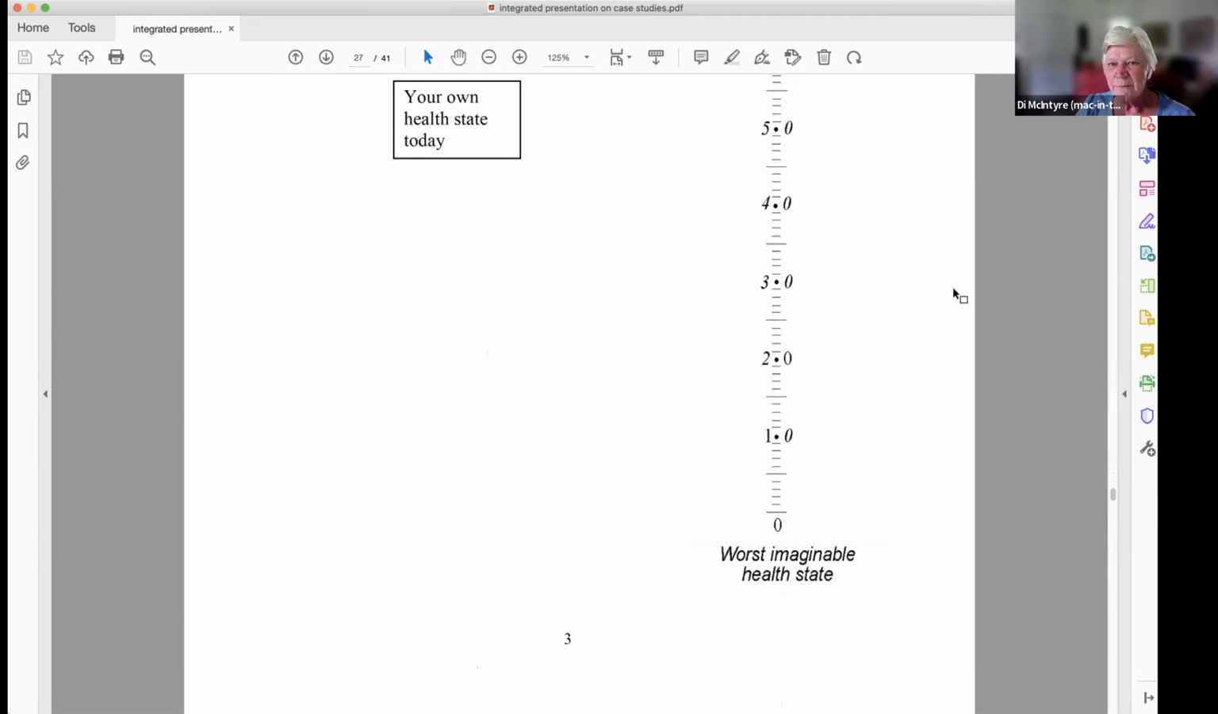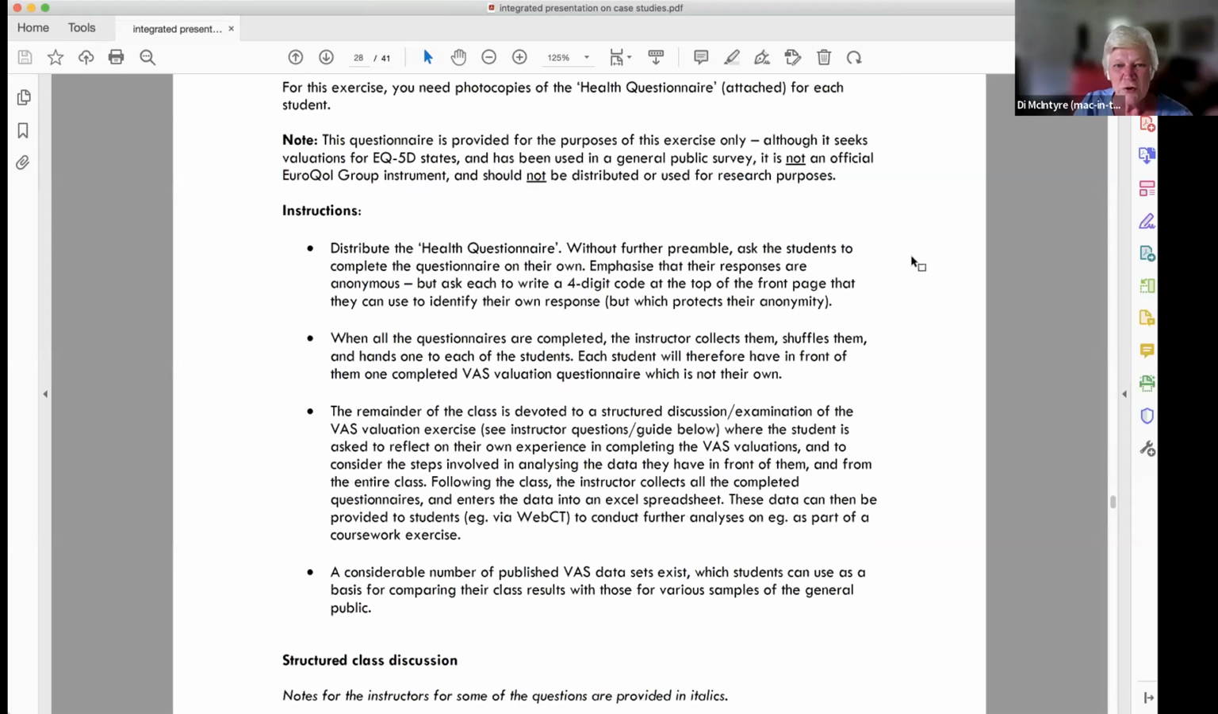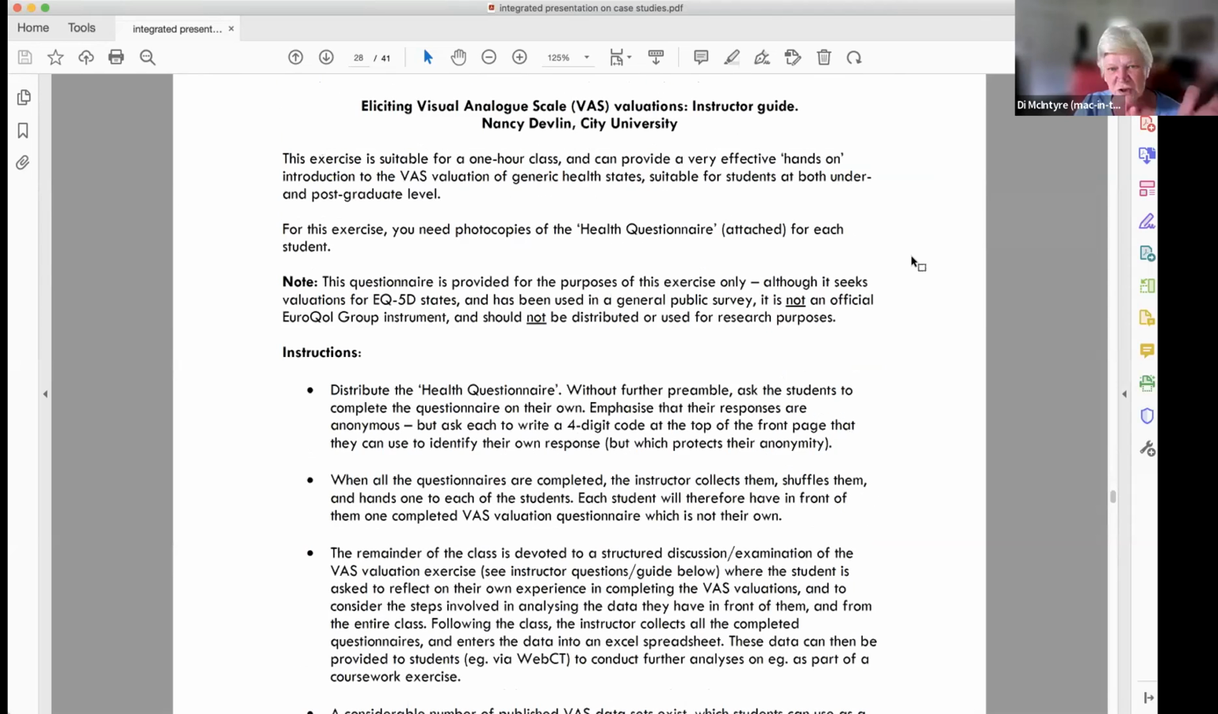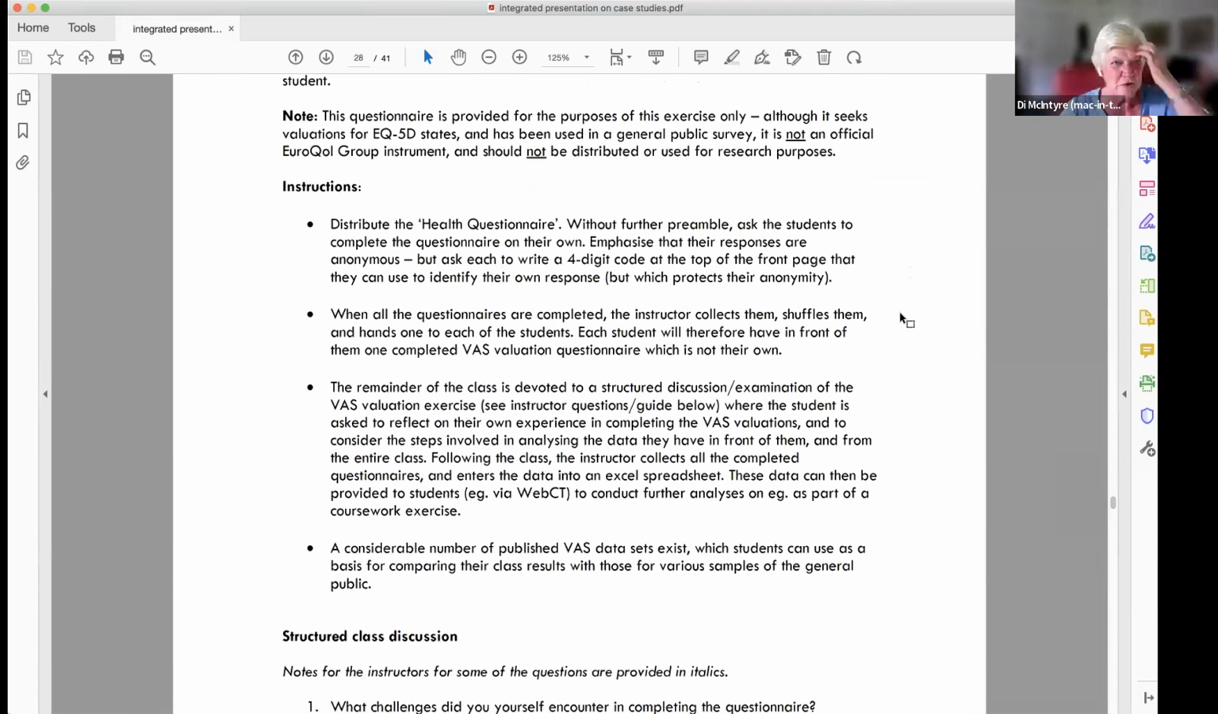One of the reasons that I'm illustrating using this is that what is really helpful with case studies, particularly if you're going to make them public domain or share them with your colleagues, is to develop an instructor guide or facilitator's notes, which explains how long you might need for the case study, how you run it, you distribute the health questionnaire, you just ask the students to complete the questionnaire. When they've all completed it, you collect them all in, shuffle them all up, and then hand them around to other students. And then you work through a structured discussion.